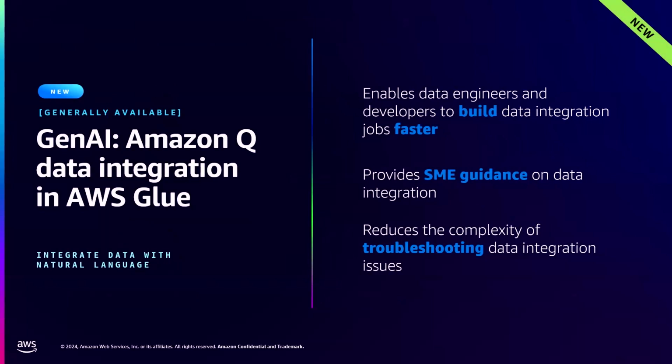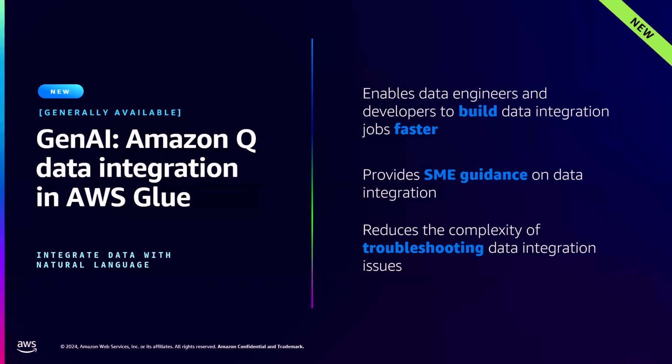So Amazon Q is a new feature in AWS Glue. AWS Glue is a data integration service from AWS that is able to help you write those jobs. But then Amazon Q will be that SME working by your side. It's going to help you not just with writing code, but also defining, planning, troubleshooting, giving you guidance and best practices.